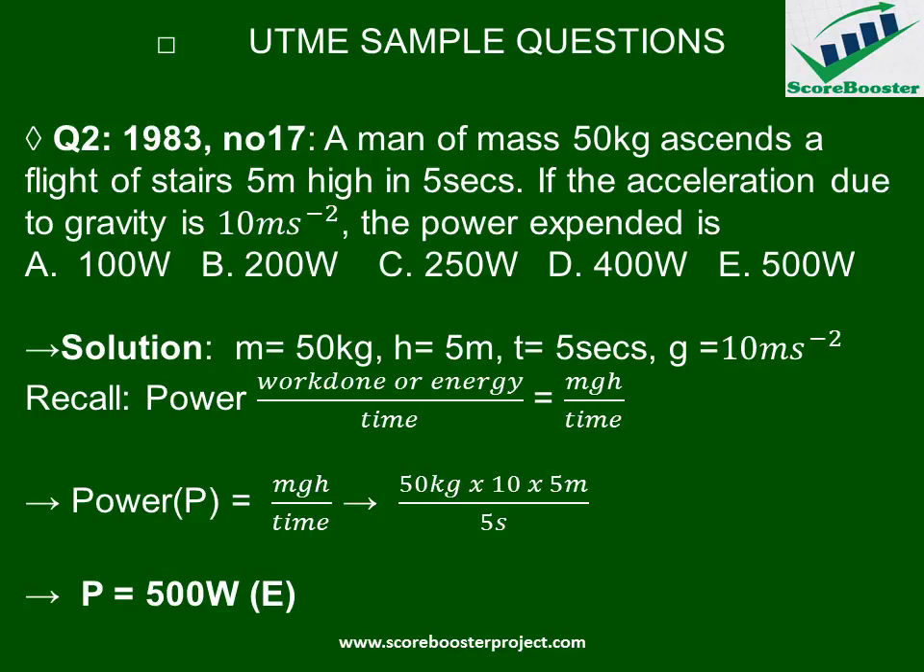So if we substitute for mgh, that will be our m, which is 50 kilogram, times g, which is 10, then times h, which is 5 meter, divided by time t, which is 5 seconds. So 5 will cut 5 and be left behind with 50 times 10, which will be 500 watts, making option E the correct answer for this particular question.